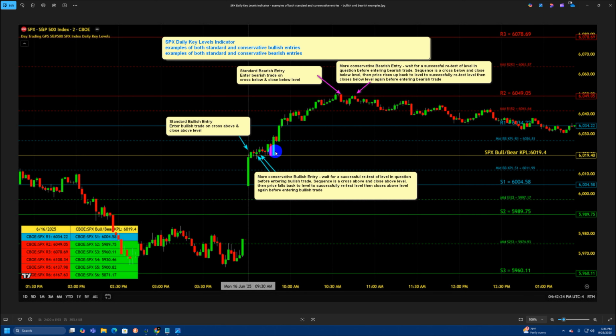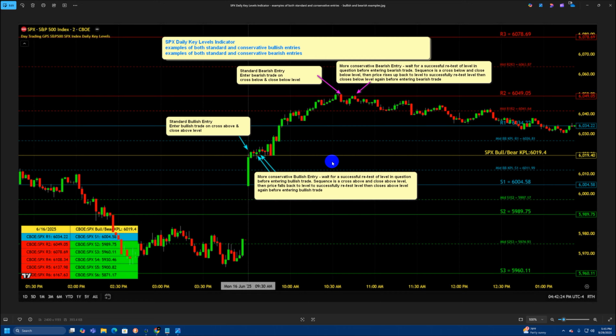Now, just to clarify, the stop loss on either one of these entries down here, whether you took the standard bullish entry or the more conservative retest required bullish entry, your standard stop loss is the first midpoint level below the level in question you're taking the entry from. So in this case, on this sequence here, taken from the bull bear KPL, your standard stop loss is the first midpoint level below the bull bear KPL, so that is this level here.